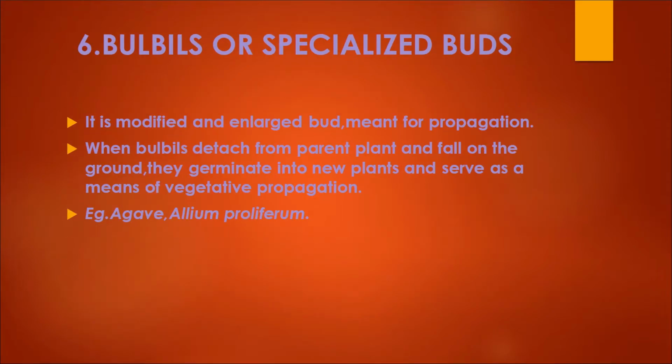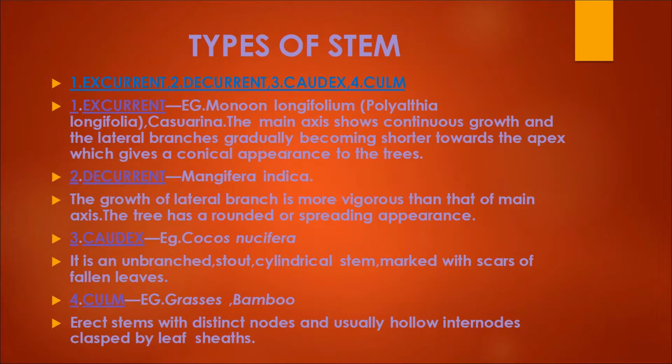Then the sixth type of bud is called bulbils or specialized buds. It is a modified and enlarged bud meant only for propagation. When these bulbils detach themselves from the parent plant and fall on the ground, they can germinate into a new plant and become a means for vegetative propagation. Example, Agave, Allium proliferum.